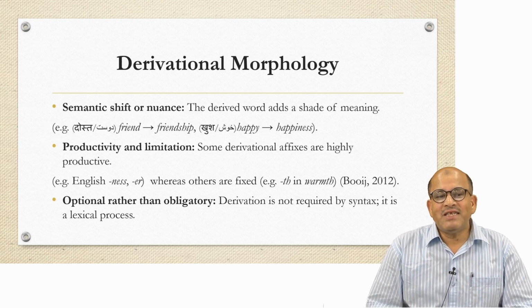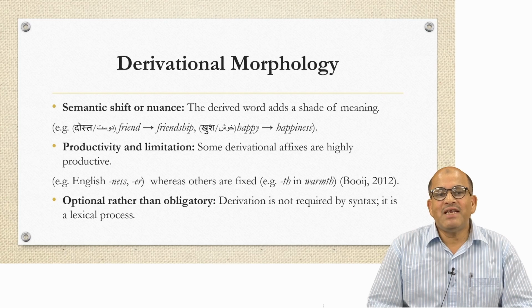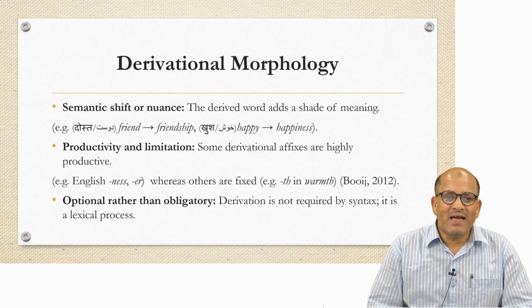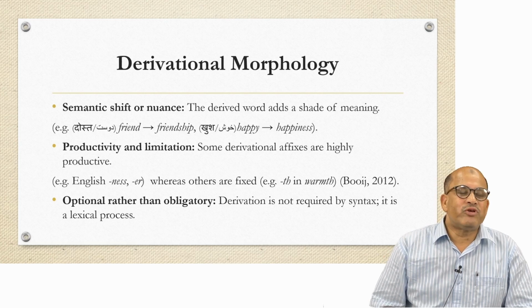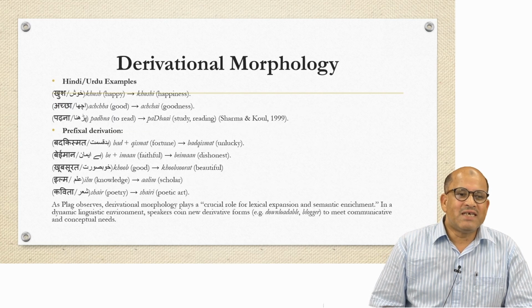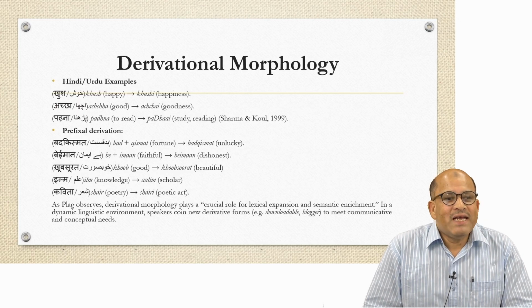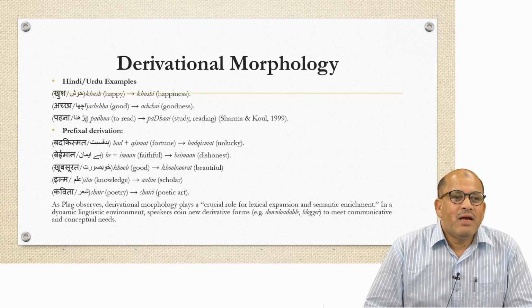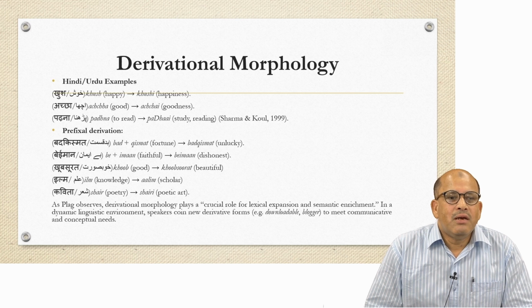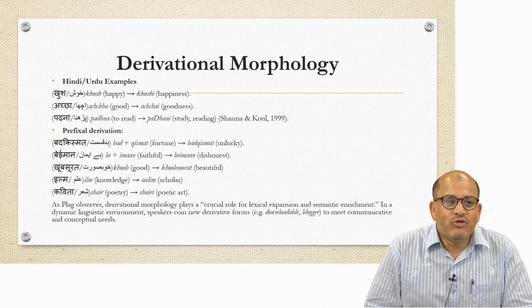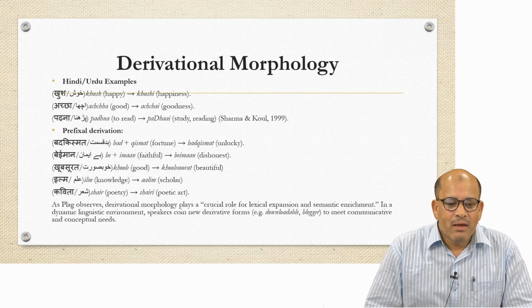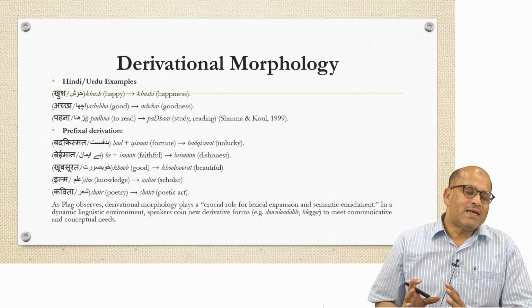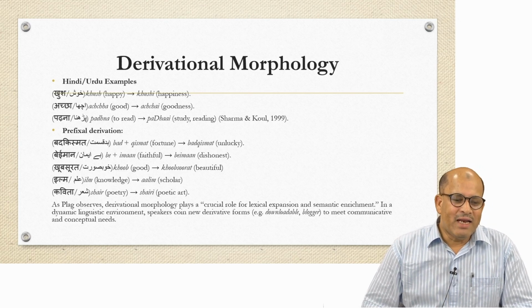Then we have optional rather than obligatory. Derivation is not required by syntax, it is a lexical process. So derivation is part of the lexical process where the word class gets changed. If you look at the examples in Urdu Hindi, happy, khush becomes khushi, acha becomes achai, goodness, then padhna becomes padhai, like study, reading. These are all suffixes, adding a and e at the end.